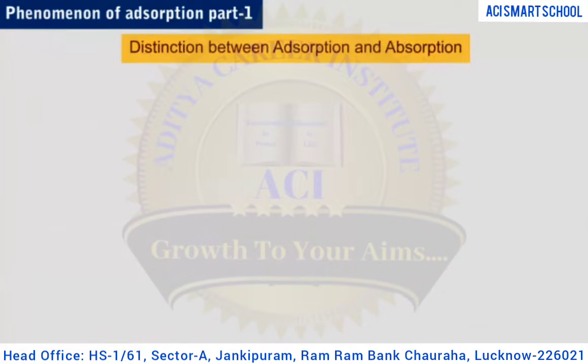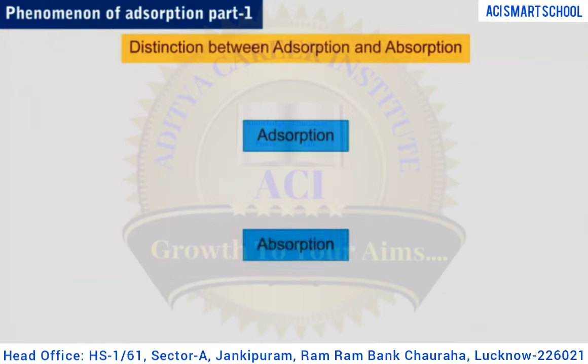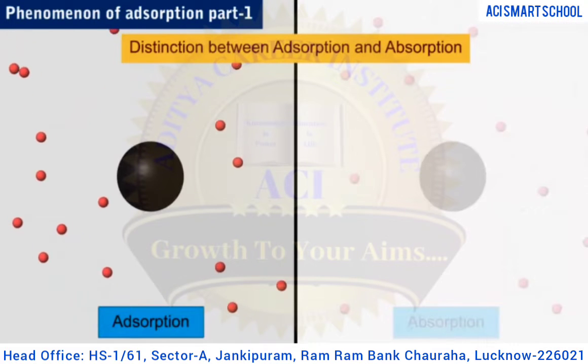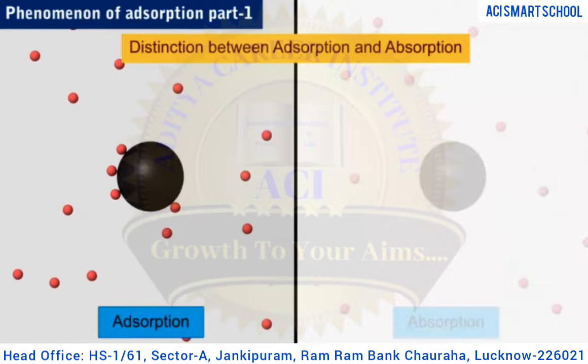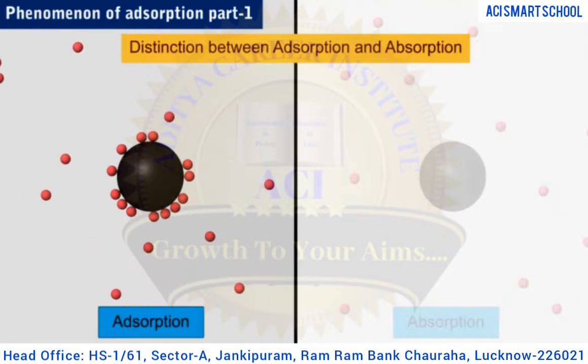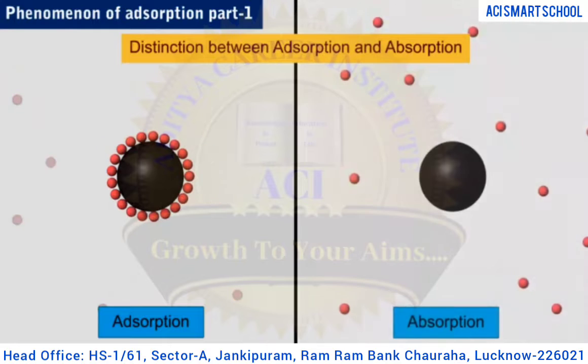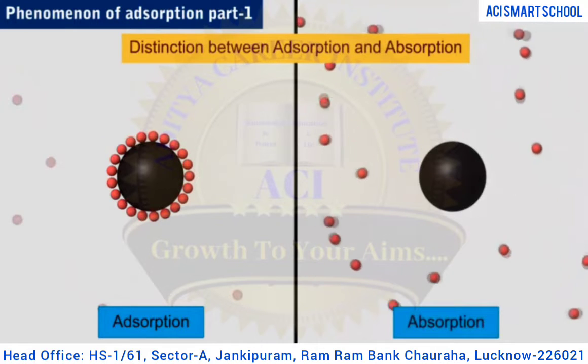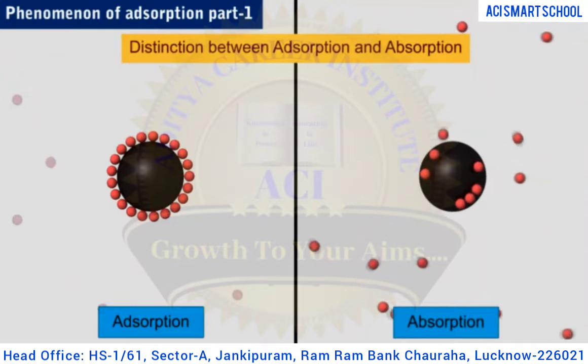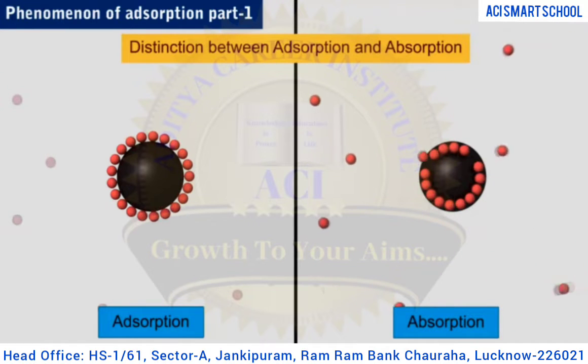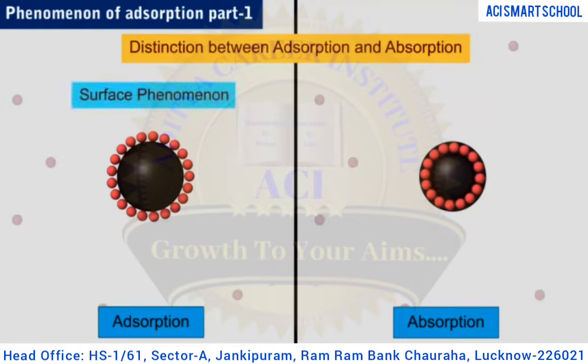It is very important to note that adsorption and absorption are two different phenomena. Let's look at how they are different. The term adsorption refers to the attraction and retention of the molecules of a substance only on the surface of a solid or liquid, while absorption refers to the passing of a substance through the surface into the bulk of a solid or liquid. Adsorption is a surface phenomenon, whereas absorption is a bulk phenomenon, and the substance is uniformly distributed through the bulk.